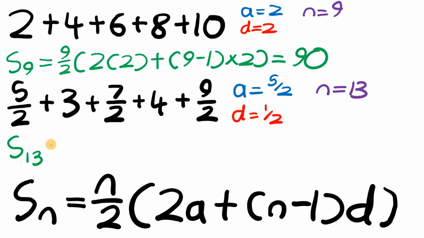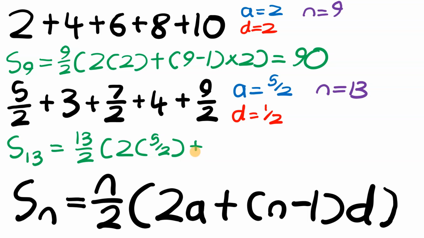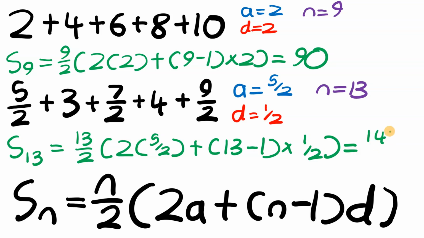So therefore S13 is equal to n over 2, so 13 over 2, and then 2a, so it's going to be 2 times 5 over 2, plus n minus 1, so 13 minus 1, times d, which is a half. If you put this into your calculator, it's equal to 143 over 2. So this is the sum of the first 13 terms.